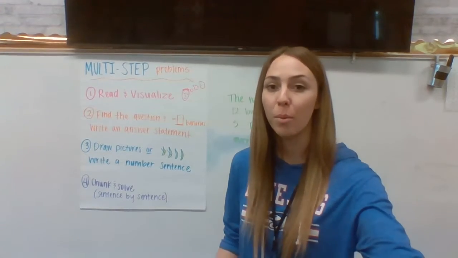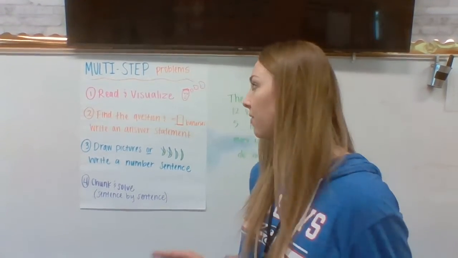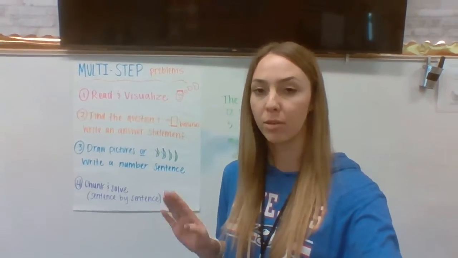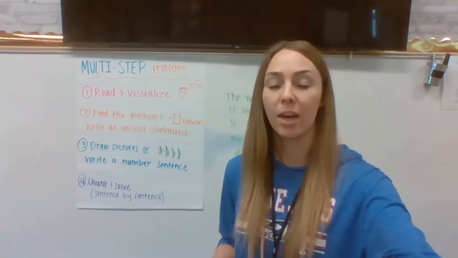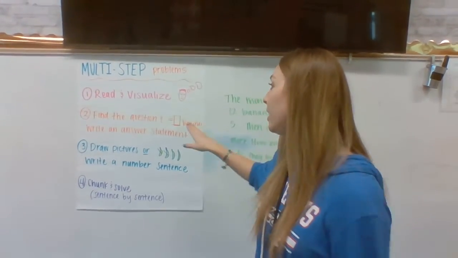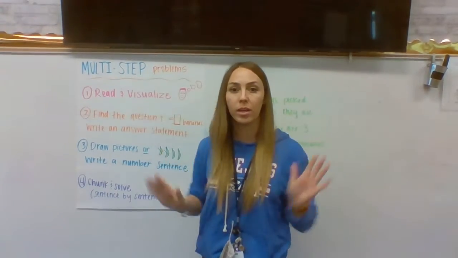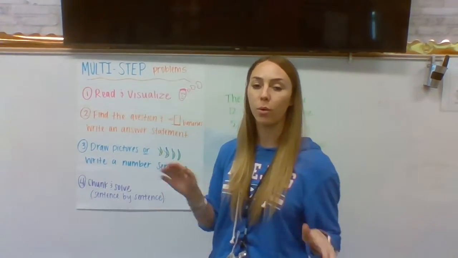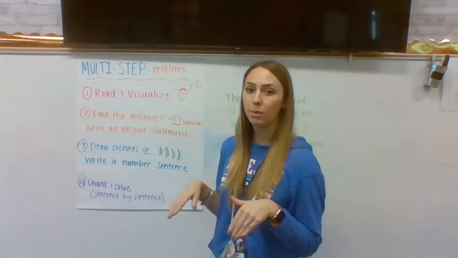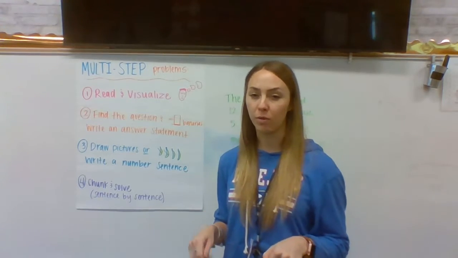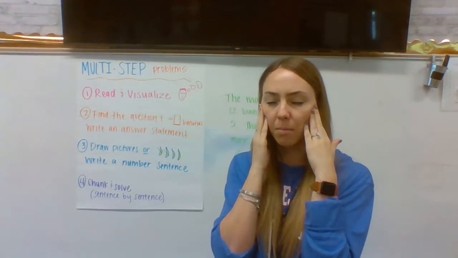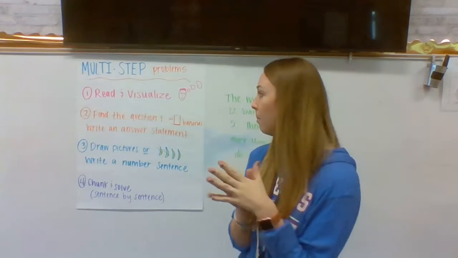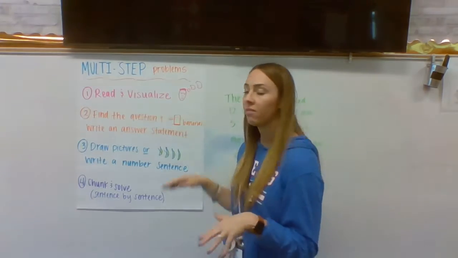Let's talk about solving multi-step problems, specifically multi-step word problems. There's some things that I like to do to help me solve these. Step one is to read the whole thing, not worry about solving just yet, but read the whole thing and visualize what it's saying. I always call it a mind movie. I like to read it and then picture it in my head like I'm making a little movie. The second step would be to find the question.